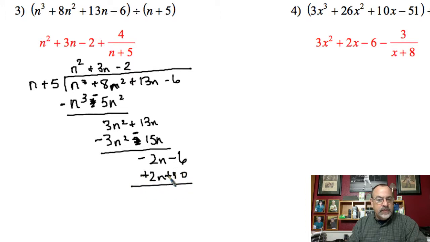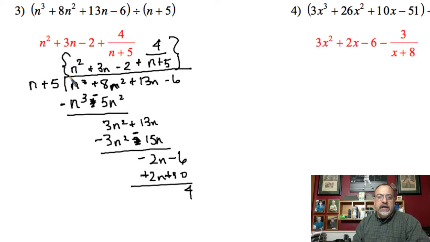Change the sign of both and add 4. So there's nothing else to bring down, so this is my remainder. It's a positive 4 as a remainder over my divisor n plus 5. So this would be my answer. And again, that tells me that n plus 5 is not a factor of this polynomial because my remainder is not 0. All right? Let's go up and see what the more difficult ones have in store for us.